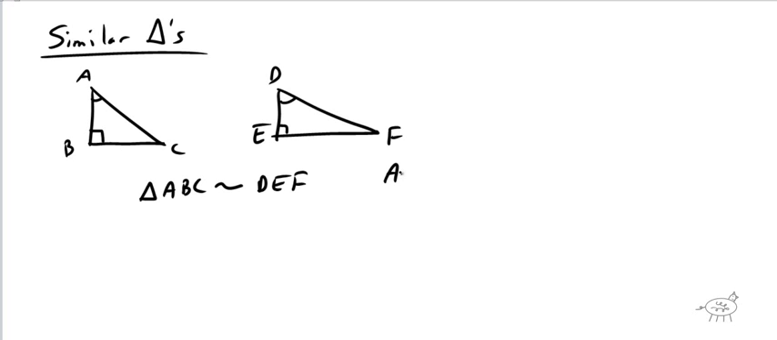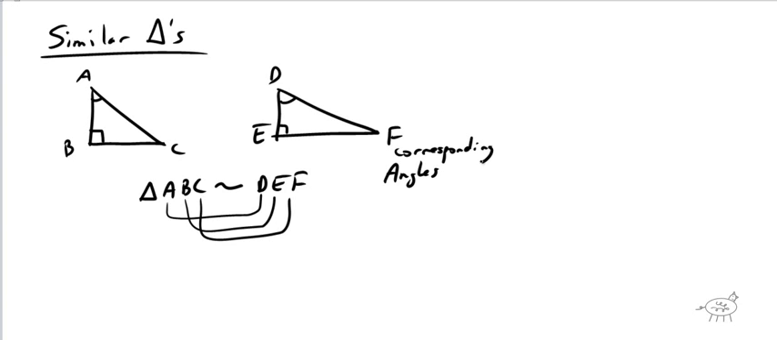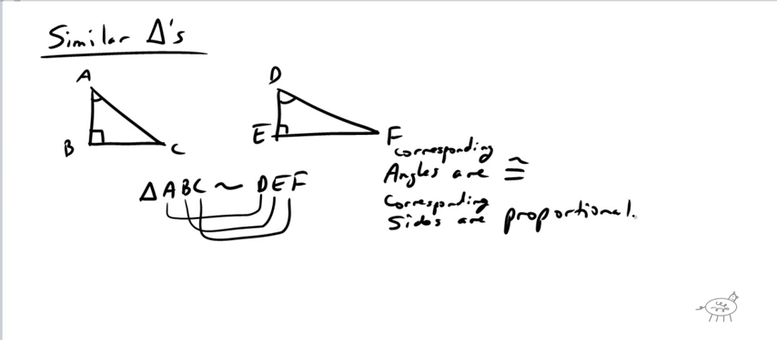Well, you should be able to tell me that the corresponding angles, so like angle A and D, B and E, and C and F. So I'm going to write here corresponding because I think that's a good word. Corresponding angles are congruent. Okay? And what can you tell me about the sides? Well, the sides, again, this is corresponding. Corresponding sides are proportional. Okay? They're proportional.